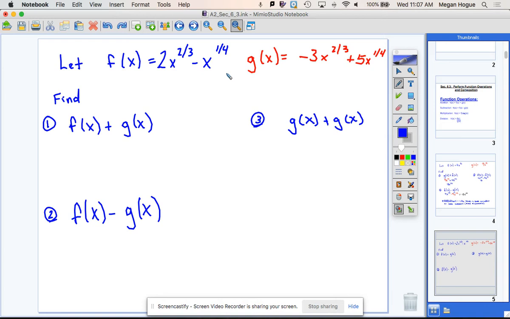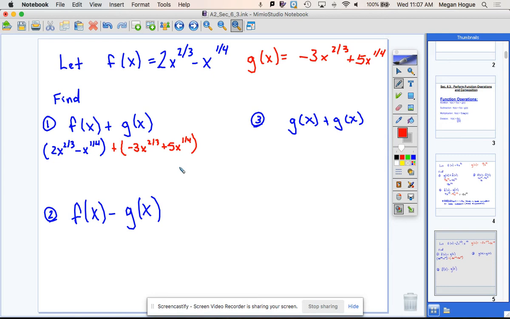Otherwise, it's the same. So we're going to do f of x. So we're going to plug in parenthesis 2x to the 2/3 minus x to the 1/4. Close the parenthesis. I'm going to add g of x, which is negative 3x to the 2/3 plus 5x to the 1/4. Now, we saw this in the last chapter. The difference was we saw this with just integer exponents. And with integer exponents, we also made a big deal about putting it in standard form.